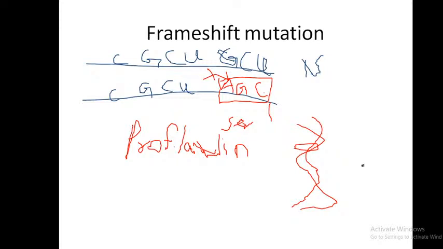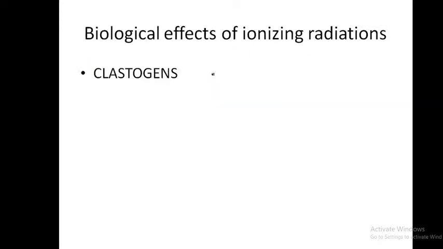Now, next is radiation. We have learned about radiation. As a result of radiation, what is happening? The biological effects of ionizing radiation. Radiations can be either natural or artificial. X-rays are artificial, and UV rays are natural. Any of these can cause mutations, and these are the biological effects of ionizing radiation.